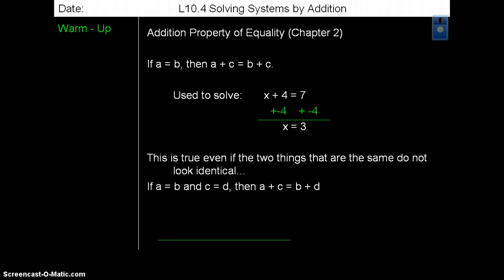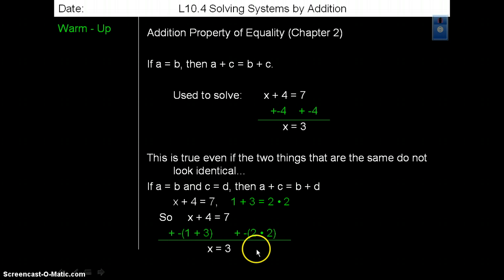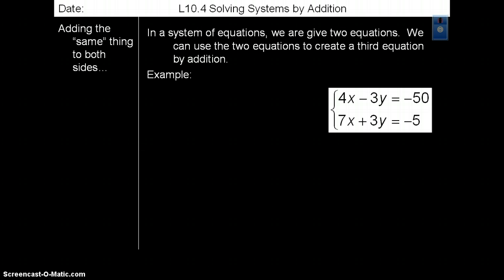This is kind of an extension on this: if A and B are equal, and C and D are equal, I can add A plus C, and it will be equal to B plus D, since both of the parts in A and C were equal to the parts of B and D. So keep in mind x plus 4 equals 7, and also that 1 plus 3 equals 2 times 2. I can add the opposite of 1 plus 3 on one side and the opposite of 2 times 2 on the other side, and I still come up with a result of x equals 3. So we're going to extend this idea to look at systems of equations today, adding the same things to both sides. In a system of equations, we are given two equations.